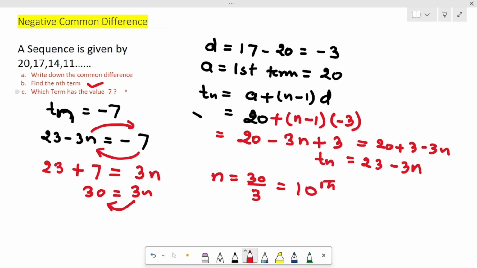Okay, so this is how we can solve a negative common difference. The only thing is, this was a bit tricky question: which term has the value minus 7. That means the Tn is already given, you have to identify the n.